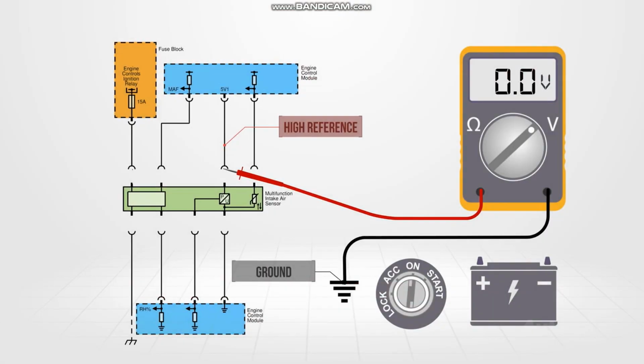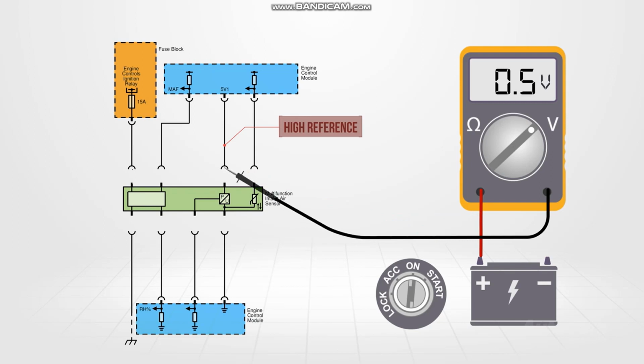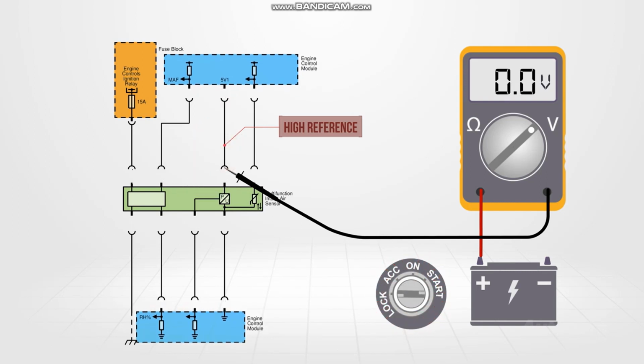If while testing the high reference circuit, the meter displayed less than 4.8 volts, this might indicate a short to ground. With the ignition still on, connect the red lead to battery positive and the black to the high reference terminal. Any voltage now displayed on the meter confirms a short to ground within the circuit. Turn the ignition off and disconnect the ECM harness connector. Turn the ignition back on and observe the meter display. If voltage is still present, this confirms the short to ground is within the harness.